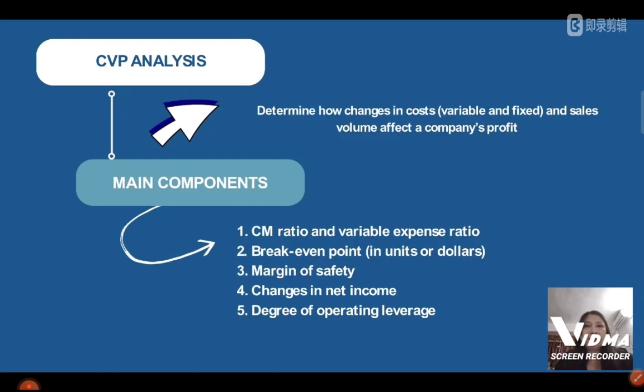What is CVP analysis? It determines how changes in costs, both variable and fixed, and sales volume affect a company's profit. There are 5 main components under CVP analysis. 1st, contribution margin ratio and variable expense ratio. 2nd, break-even point. 3rd, margin of safety. 4th, changes in net income. And 5th, degree of operating leverage. We are going to calculate and explain the significance of each value later on.